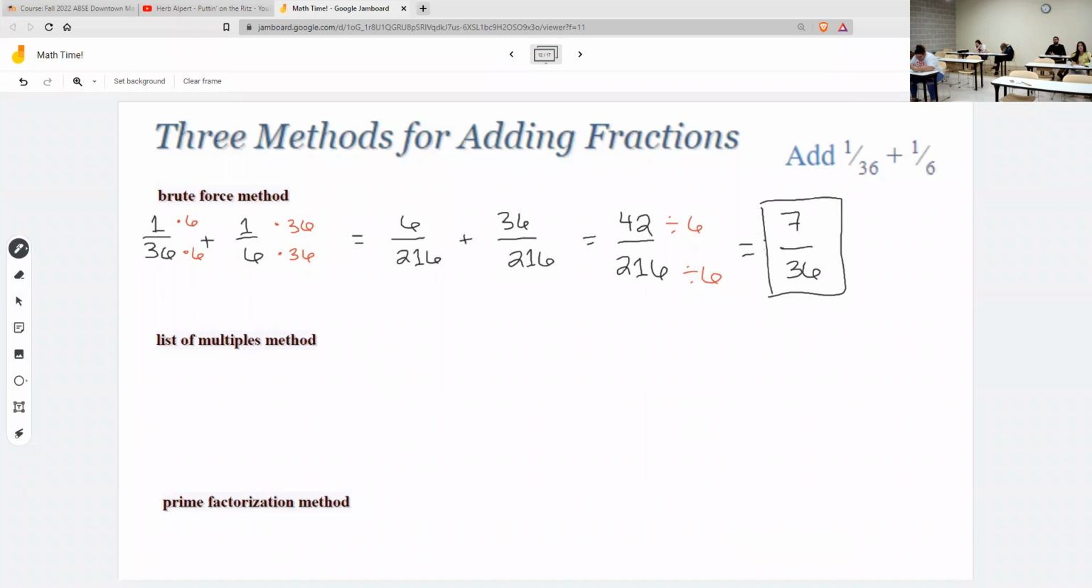So that's the brute force method. Multiply each denominator by the other and deal with the consequences. Questions about that before we move on to the next one? What did you do to get 36 over 216? I saw that 1 times 36 is 36. Okay. And then 6 times 36, I used my calculator.